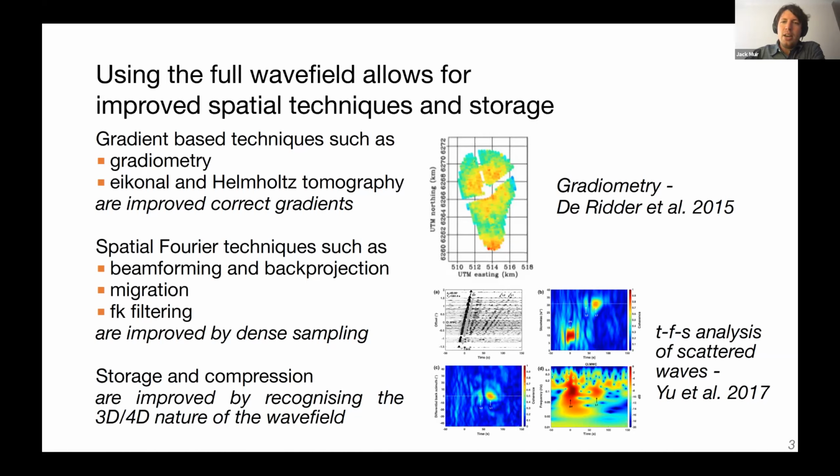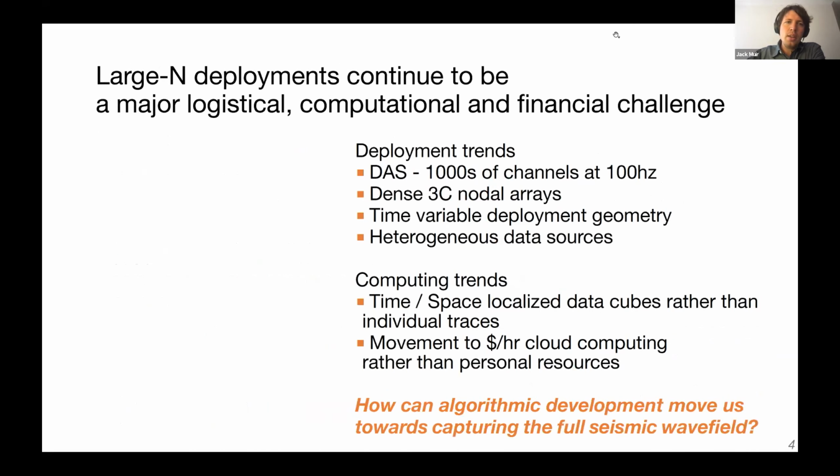And of course, storage and compression are improved by recognizing the nature of the wavefield in 3D or 4D. We can take advantage of the redundancies that are inherent in a spatial representation of the data, then we might be able to compress it and store it more cheaply and operate on it more efficiently. And so this, of course, links into the fact that these large-N deployments are going to continue to be a major logistical and computational and financial challenge into the future.